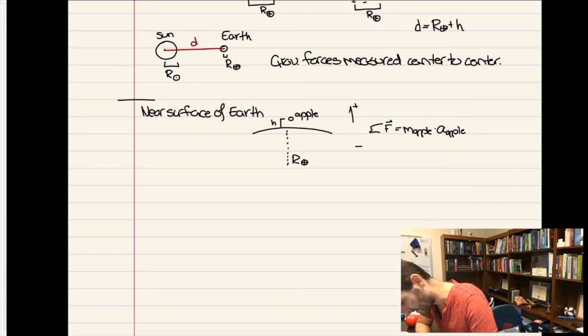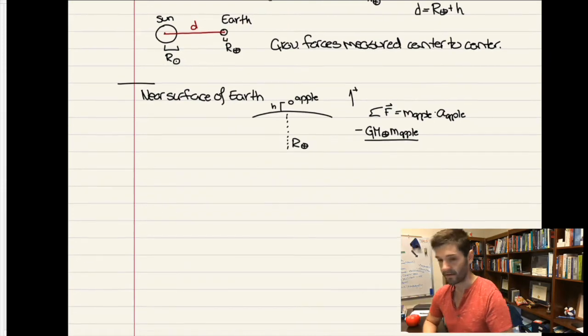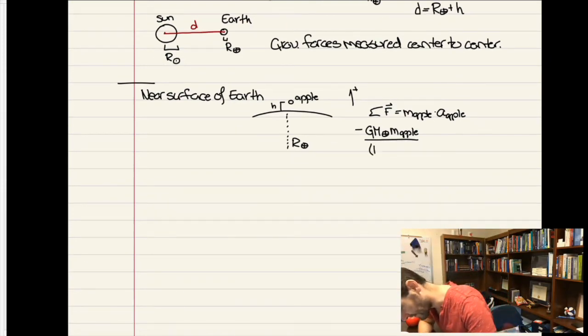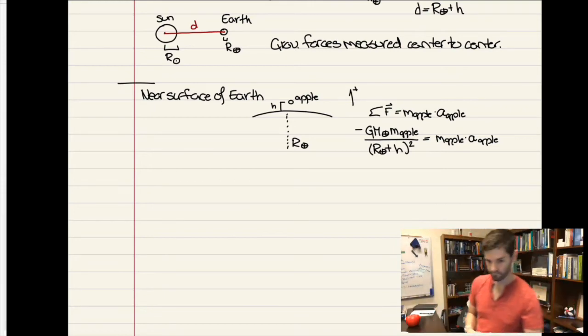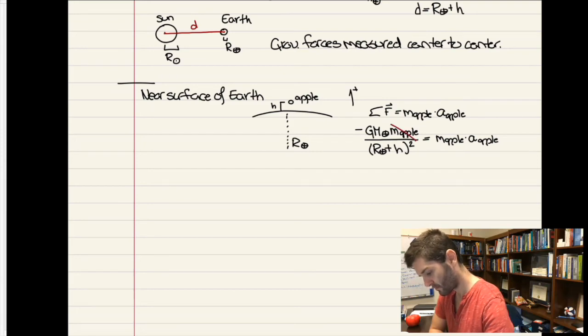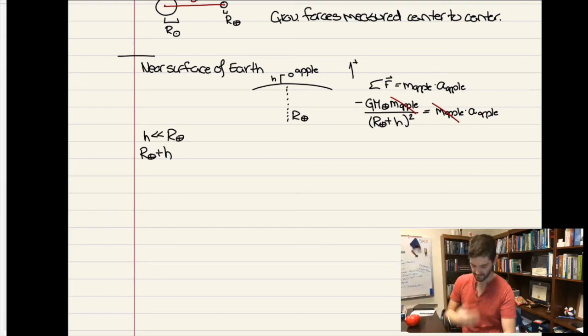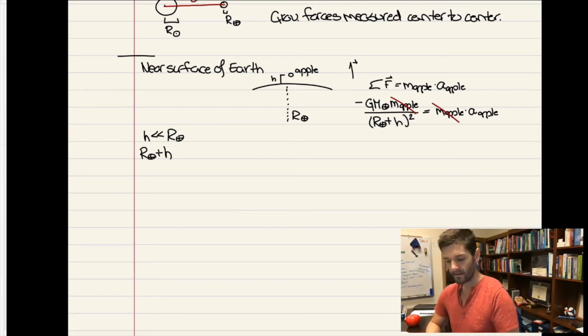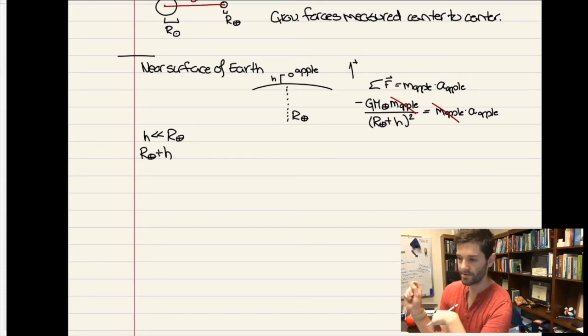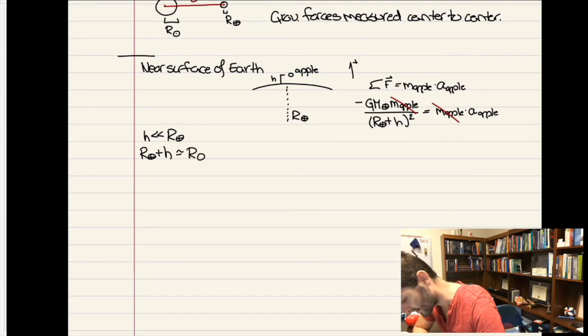then this is pulling down at some rate minus G, m Earth, m apple, divided by, in this case, again, center to center, so I might write this as the radius of the Earth plus the height off the surface, squared, equals m apple times the acceleration of the apple. The m apples cancel. It's nice. And I'm going to make the approximation that since I'm near the surface of the Earth, h is much, much less than the radius of the Earth: 2 meters compared to 6,000 kilometers. So that's as if I'm taking a really big number and adding on to it a little bit. So I'm going to approximate this simply as the radius of the Earth.